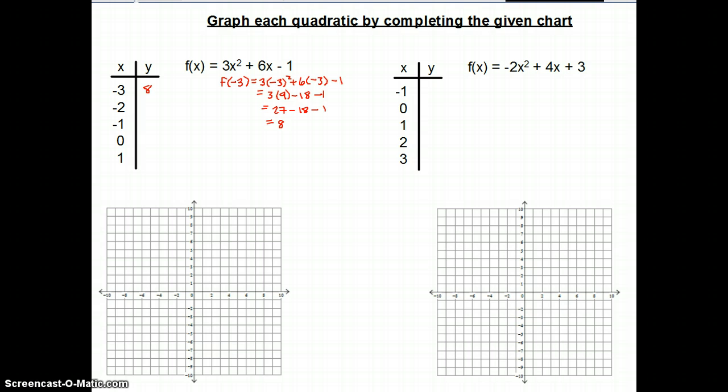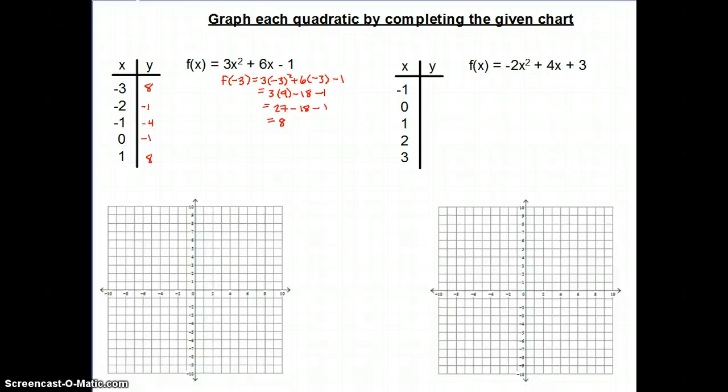You can go ahead and complete the chart from here, so please go ahead and pause the video and do so. These are the values you should have for each of your y values. I'm going to go ahead and now plot those points. -3, 8, -2, 1, -1, -4, 0, -1, and 1, 8.